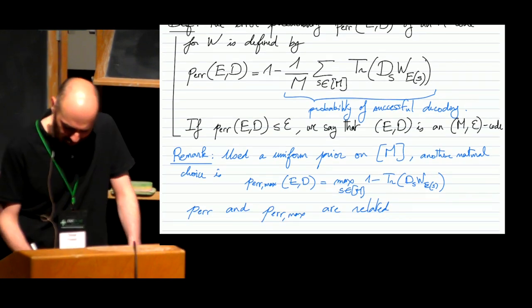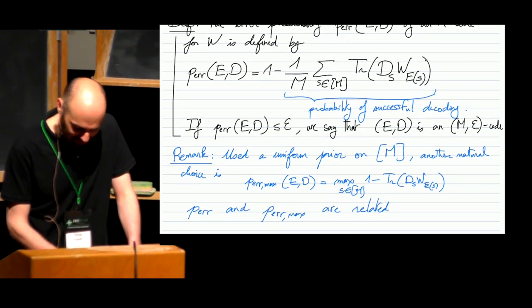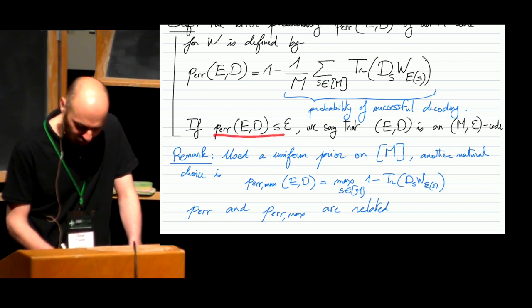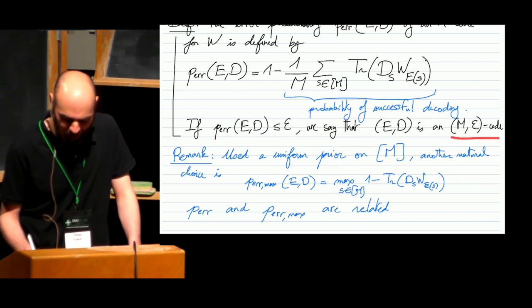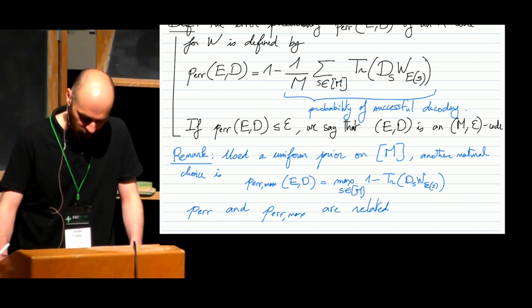Also a piece of notation. Instead of writing that the error probability of E, D is less than epsilon, I'll often just say it's an M, epsilon code.